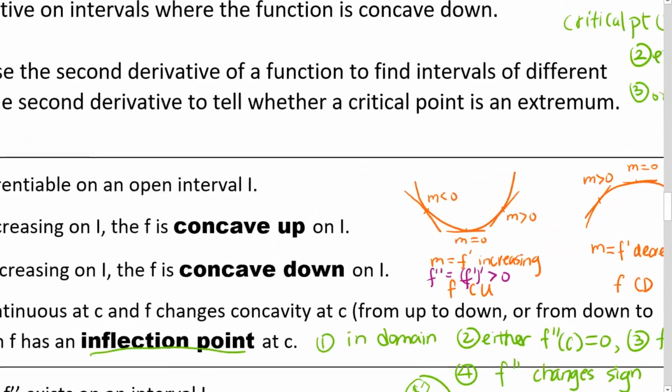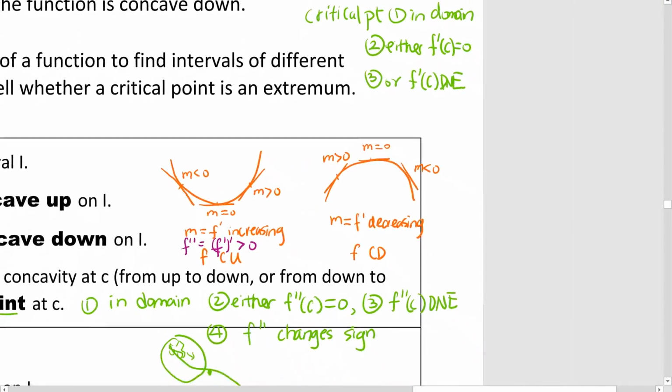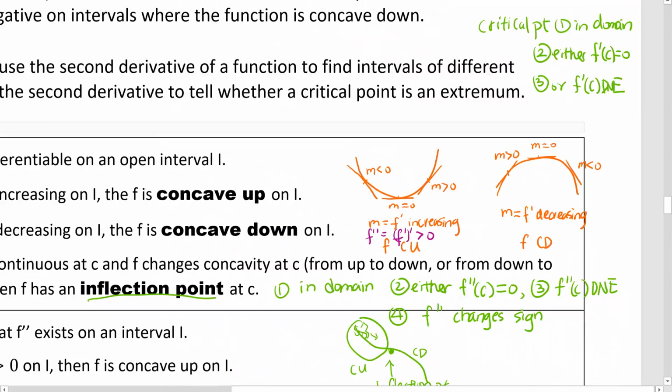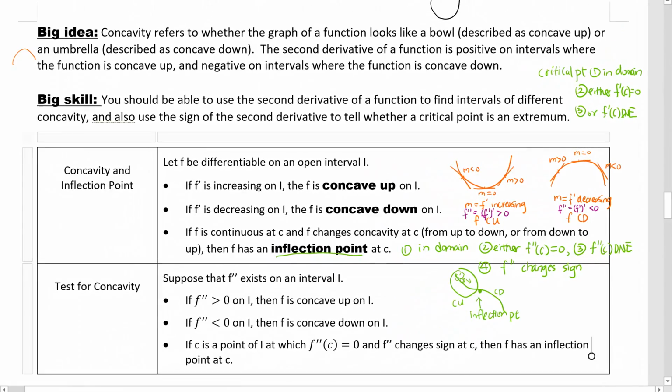All right, and here, okay. And here, f prime is decreasing, which means the second derivative, which is the derivative of the first derivative, is negative. Okay, so that's why we can relate the concavity and the second derivative. So if the second derivative is positive, then the function is concave up. If the second derivative is negative, then the function is concave down.